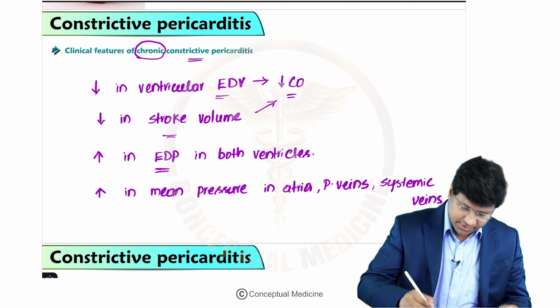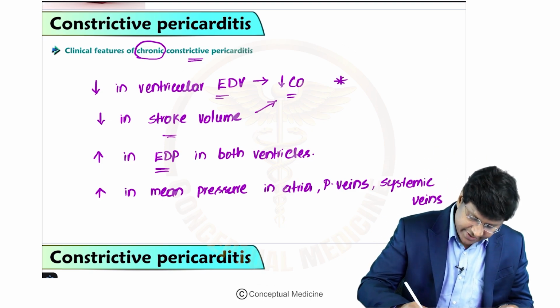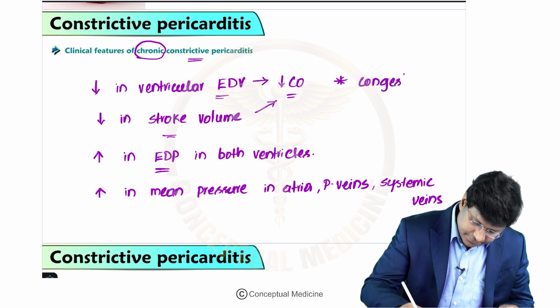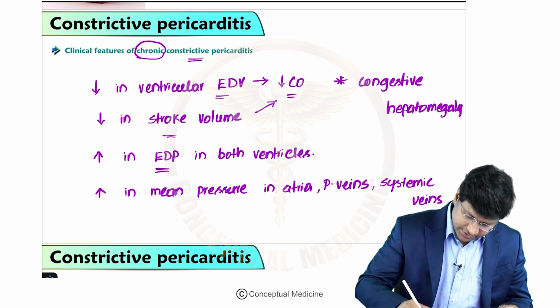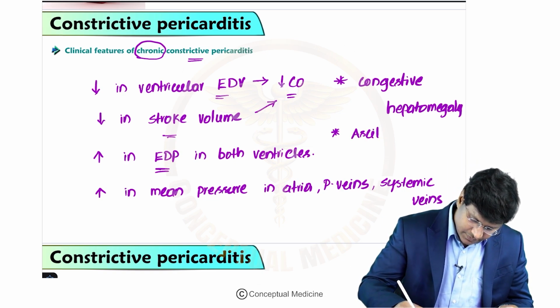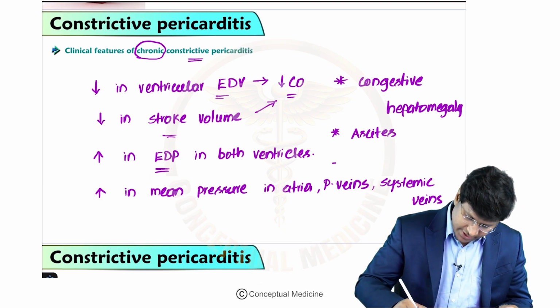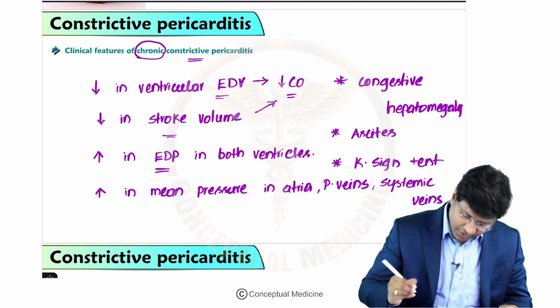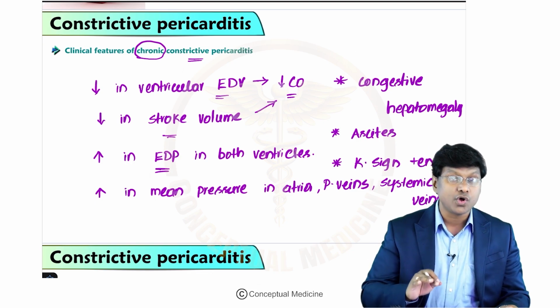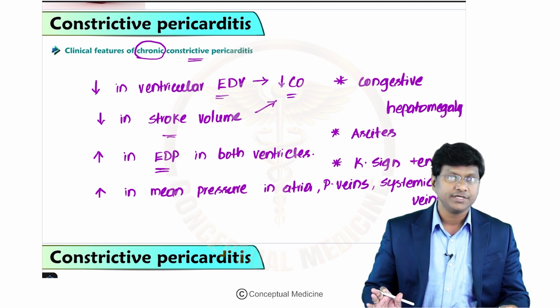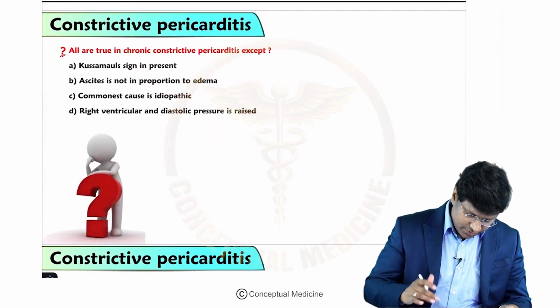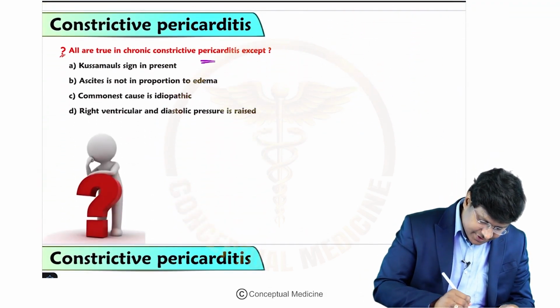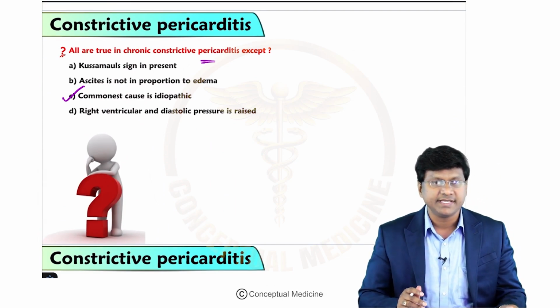These individuals also have congestive hepatomegaly, next there will be development of ascites, and then Kussmaul sign is present. So these are the features of chronic constrictive pericarditis. Now see this question: all are true in chronic constrictive pericarditis except what? Commonest cause is idiopathic. It is an incorrect statement.